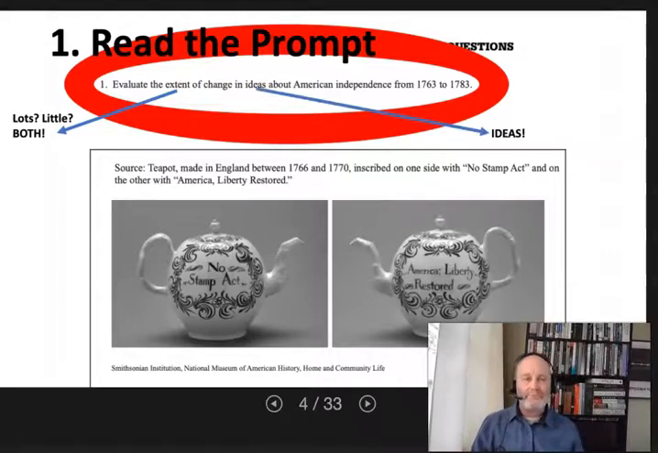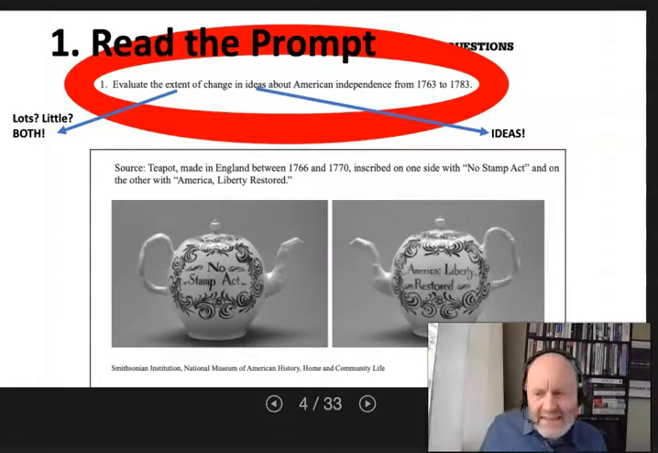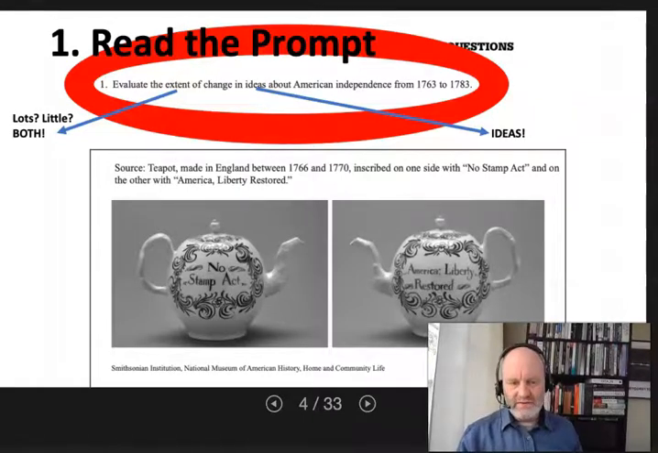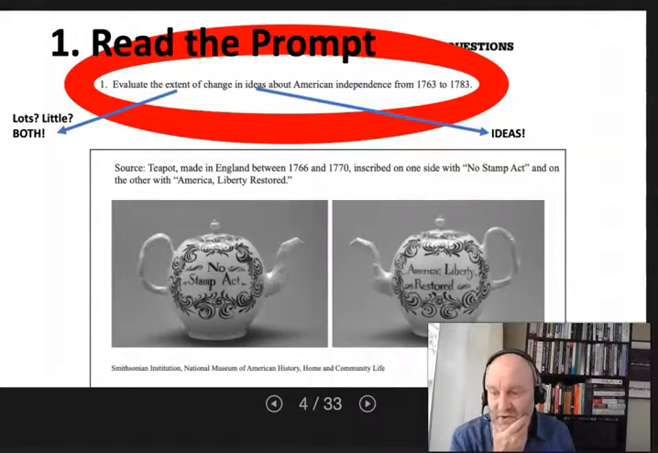Okay, so you see that. Then I look at ideas. It's talking about ideas. It's not talking about Lexington and Concord. It's not talking about specific material things. It's about ideas, the way people think, right? So I want to have that element in my argument where I'm making an argument about, well, ideas.